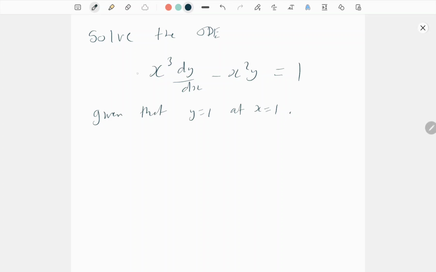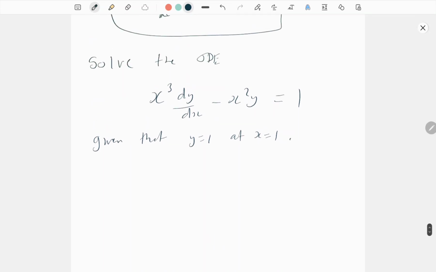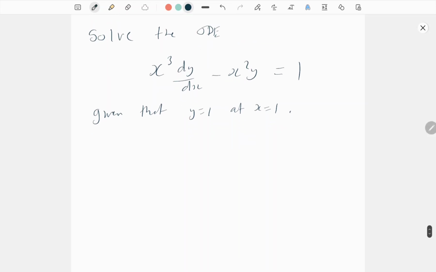First thing you want to do is make sure it's in the correct form. Actually check if you can do the reverse product rule straight away. Well, x squared is not the direct derivative of x cubed, so we need to find the integrating factor. Before we can do that, we need to make sure the equation is in the correct form. So what do we do? Divide by x cubed. So dy by dx minus 1 over x y equals 1 over x cubed.